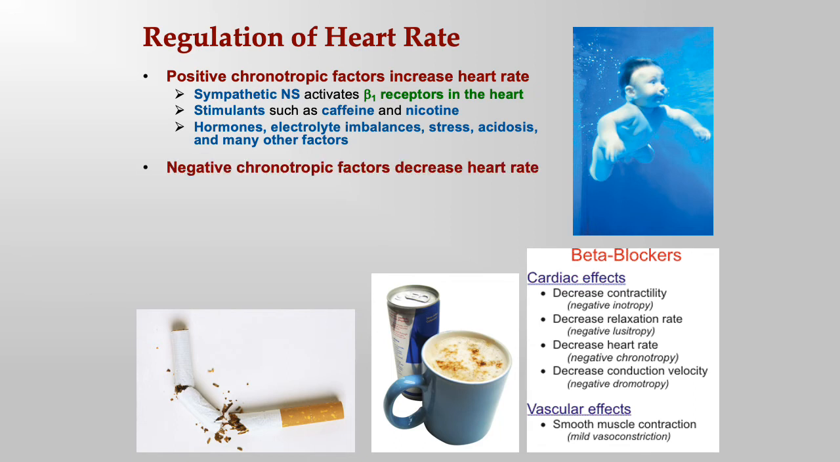Then negative chronotropic factors. These decrease heart rate. So beta blockers and calcium channel blockers. Notice those also affect stroke volume. They decrease stroke volume and they also decrease heart rate. They're prescribed often for hypertension. They lower blood pressure. Cold temperatures, electrolyte imbalances, and other factors can also negatively affect the heart rate.